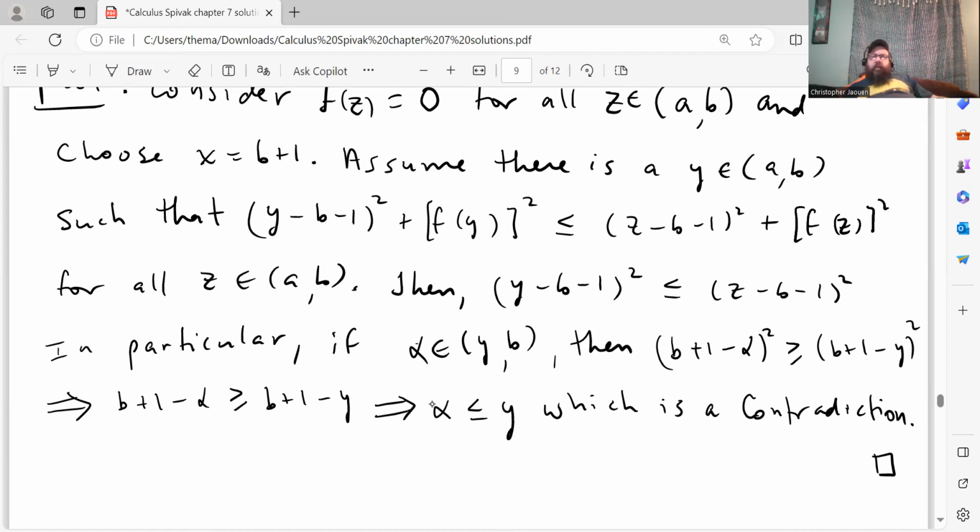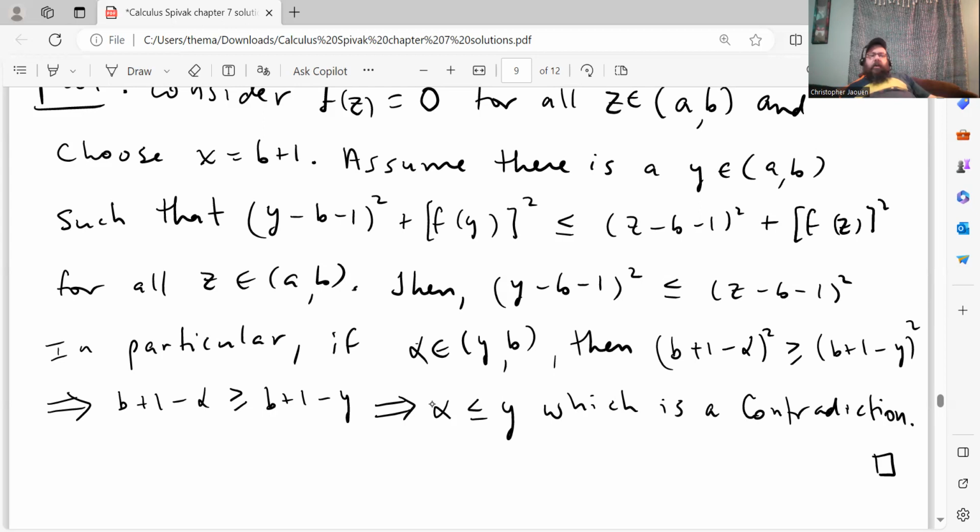Then b plus 1 minus alpha squared greater than or equal to b plus 1 minus y squared implies that b plus 1 minus alpha greater than or equal to b plus 1 minus y. I can do that because they're positive, right? If b plus 1 is greater than alpha, and b plus 1 is greater than y for all values in the open interval from y to b, so you just get, when you take the square root, a positive number and the inequality is preserved.